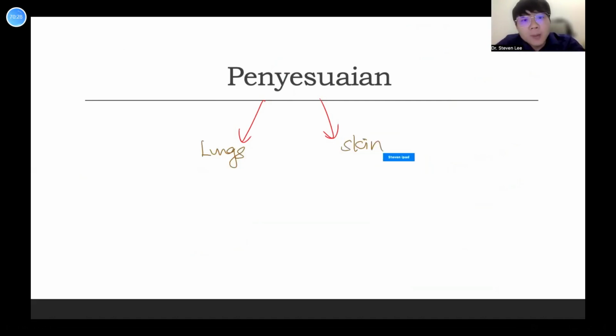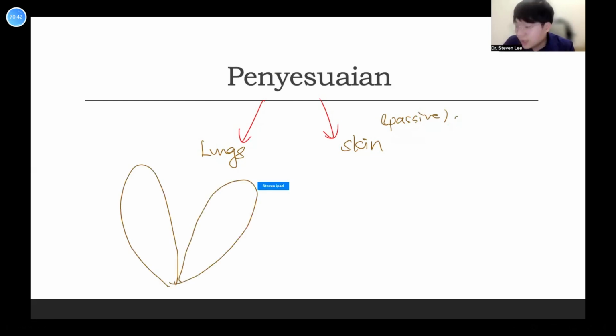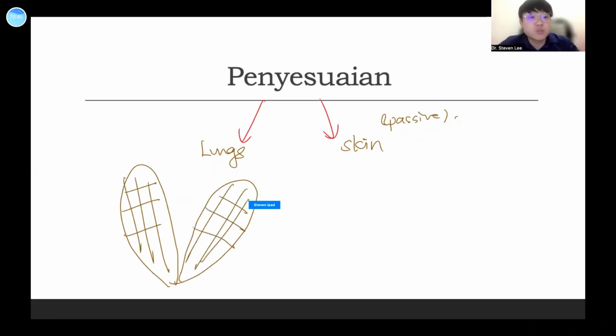The idea is normally the skin. They mostly breathe through the skin when they are in a passive state or dormant state. When the frog is not active, they normally like to breathe through the skin. This is normally in a passive state, I would say. The lungs I have already shown you just now. So the idea is I just draw the lungs. The lungs of the amphibians inside actually have a lot of compartments.